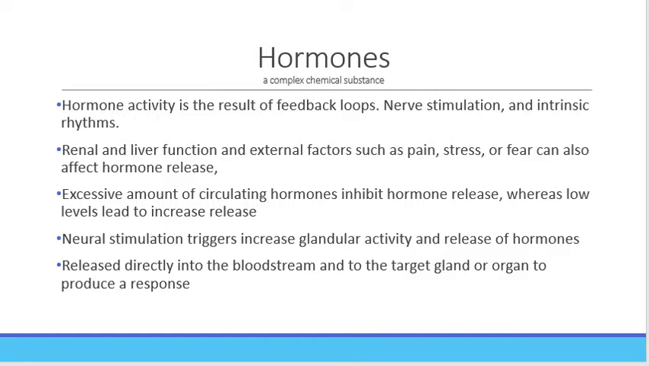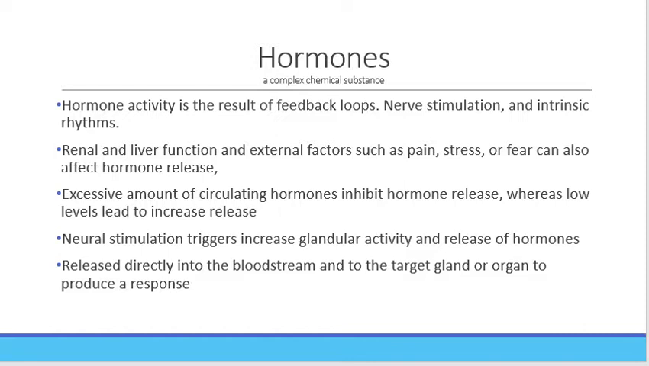Hormone activity is a result of feedback loops, nerve stimulation, and intrinsic rhythms. Renal and liver function and external factors such as pain, stress, or fear can also affect hormone release. Excessive amounts of circulating hormones inhibit hormone release, whereas low levels lead to increased release, really just trying to balance everything out and creating that state of homeostasis.